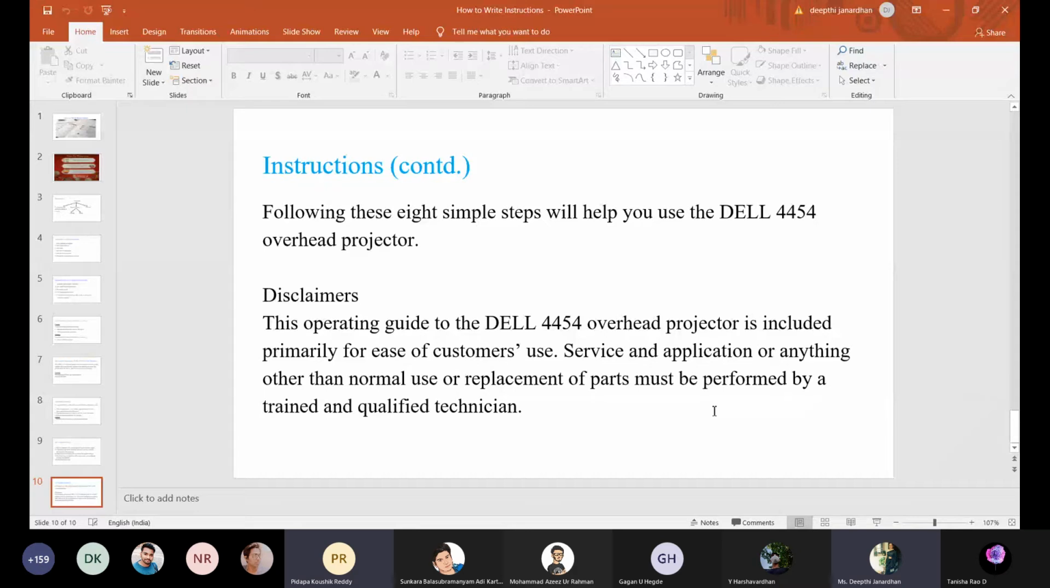No, ma'am, what I'm asking is, what do we write in disclaimers, ma'am? Like, do we describe it, or do we write any caution, or do we instruct anything like that?